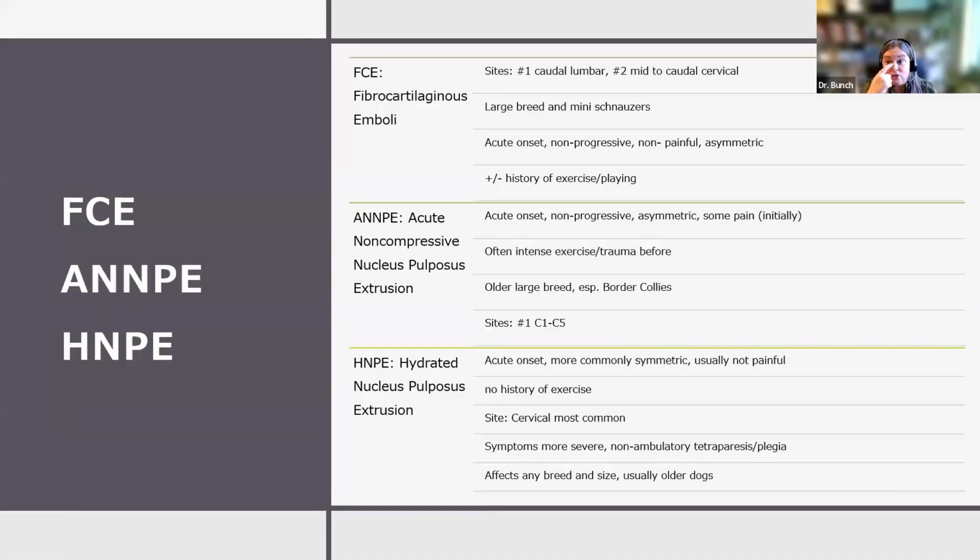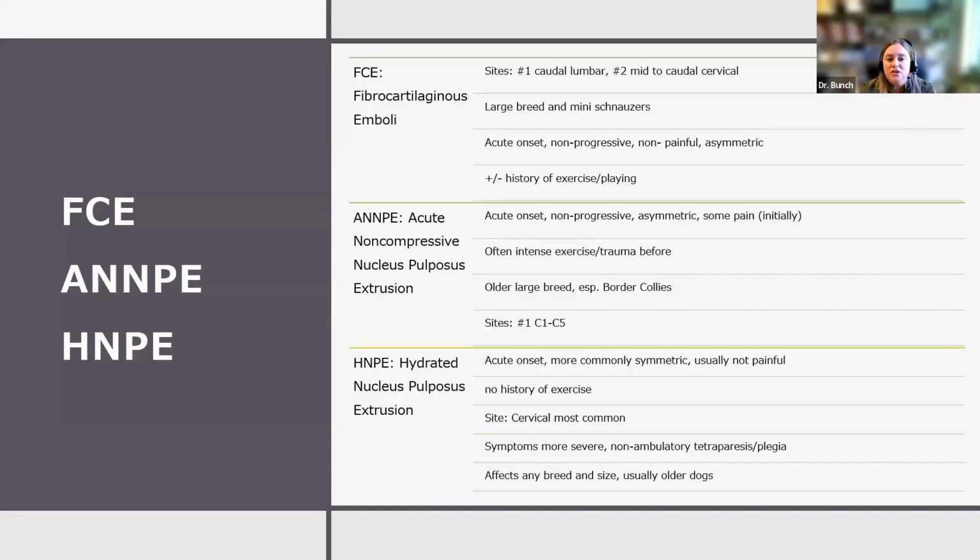So what about the non-surgical? Because we're gonna see these two, and they can be anywhere in the spine, but we do see it also affect the cervical. So we have our FCE, which is our fibrocartilaginous emboli. And normally these are more caudal lumbar, but the second most common site is mid to caudal cervical. All right. So these probably originate from an intervertebral disc. Material breaks off, enters the cord via the arteries and veins, and causes ischemia to the cord. So this is what we would think of as a spinal stroke. That's one of the other terms we'll often use.